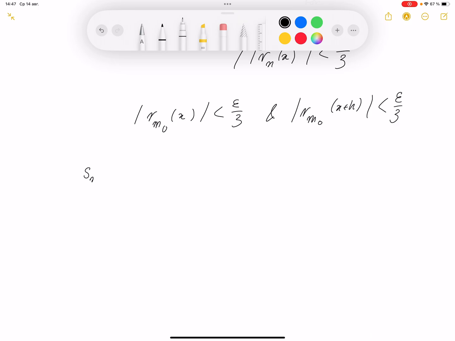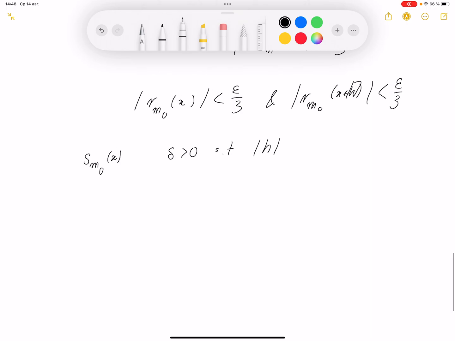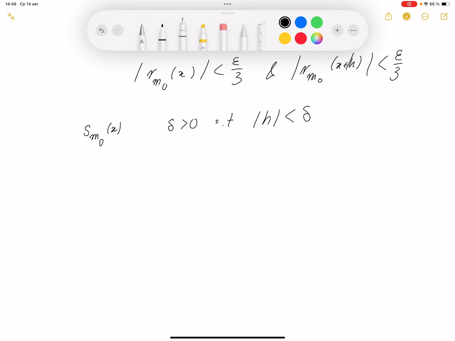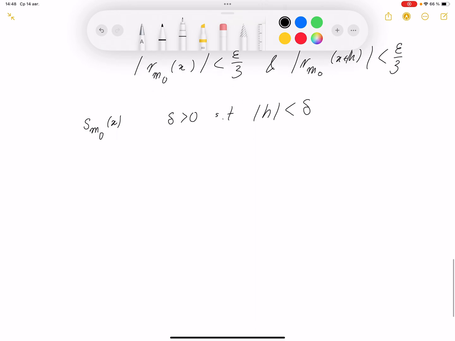Then, from here we can derive that S_{m_0}, the partial sum up to m_0, will be a sum of a finite number of continuous functions, and will be a function that is continuous. And then we can derive further that this is due to the fact that we can take any arbitrary number delta bigger than 0, such that the absolute value of h, the absolute value of the increment, will always be smaller than delta, meaning that this function will in turn be continuous. From the inequality, you can see that the absolute value of the change in S_{m_0} will always be smaller than epsilon over 3.